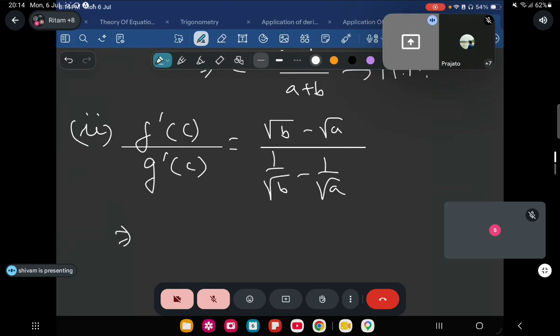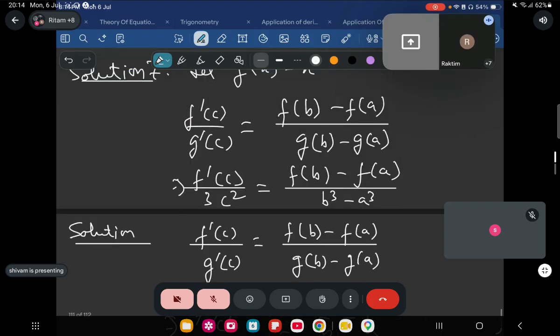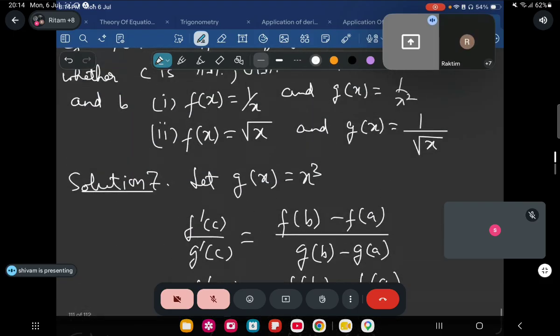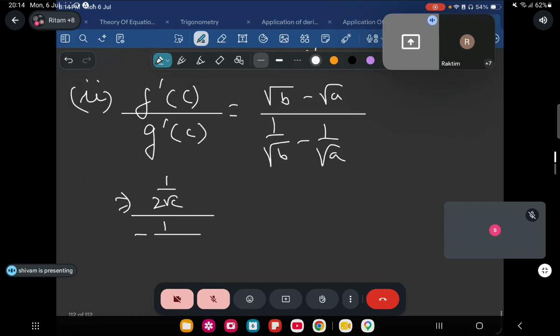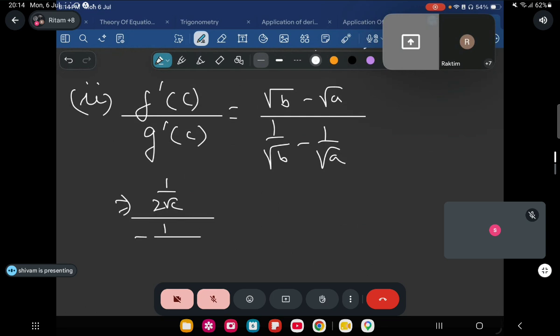Yes, sir. F dash c is equal to 1 by 2 root over c, and g dash c is equal to minus 1 by 2 c to the power minus 3 by 2. So 1 by 2 c to the power 3 by 2, the 2 gets cancelled. Okay, this will be equal to how much?